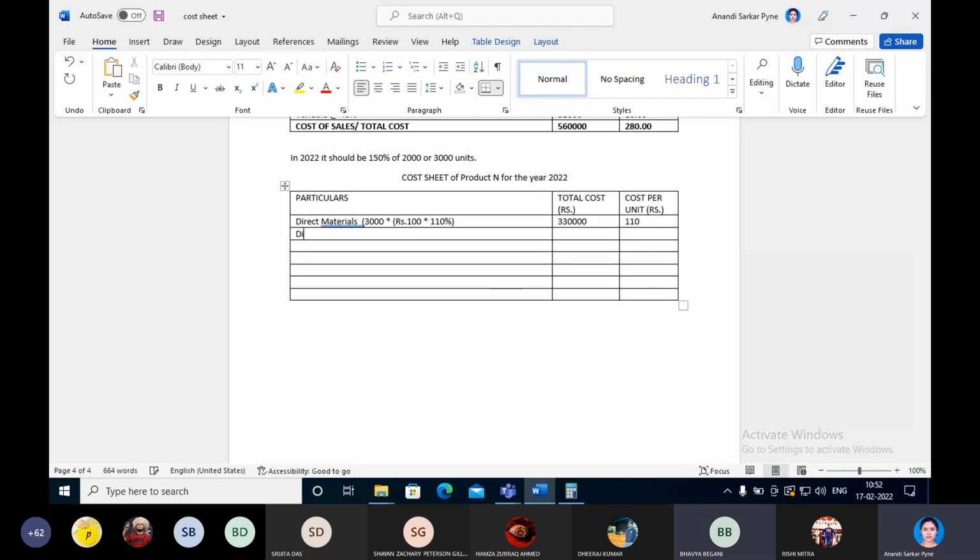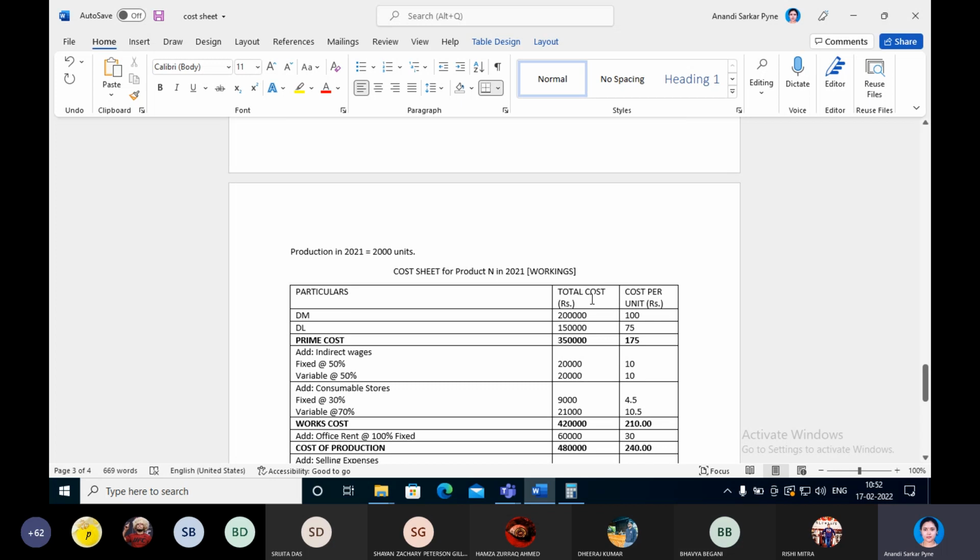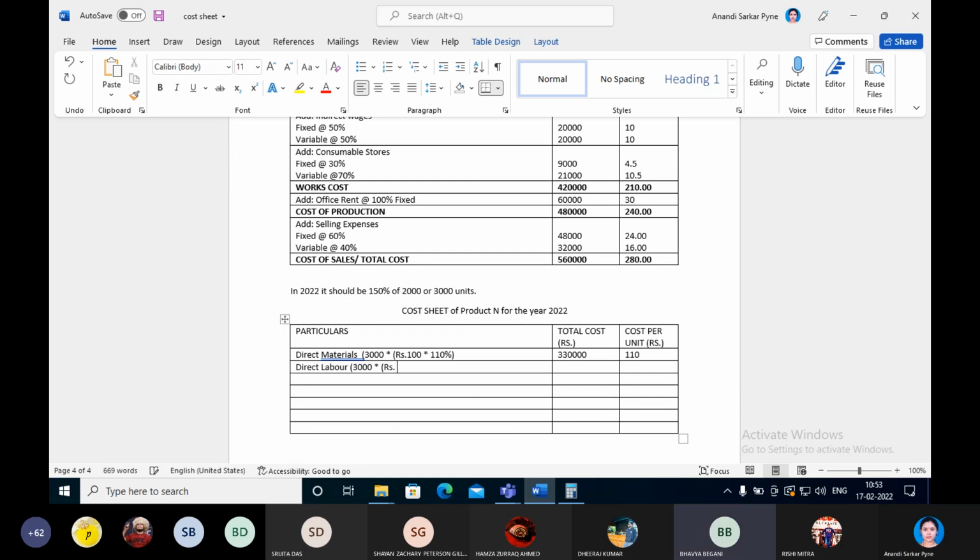Similarly, direct labor is 3,000 multiplied by 75, as you can see over here, into 120%. 90 rupees per head, and it will be coming 2,70,000. So therefore the total will be 6 lakh and 200. So this is the prime cost.